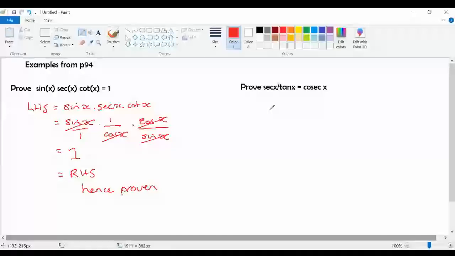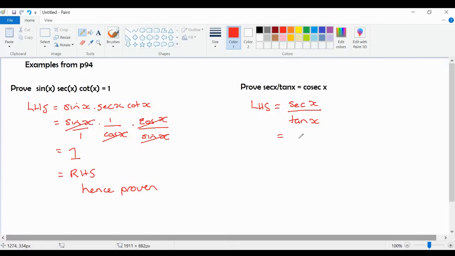Starting with the second example, you look at the problem and you notice that the left-hand side is more complicated than the right. There's 2 things on the left-hand side, and on the right-hand side there's only 1 thing, so hopefully we can make them look the same. So I'm going to start with the left-hand side. So you write down left-hand side and then you copy the question. And I'm going to write it as a fraction.